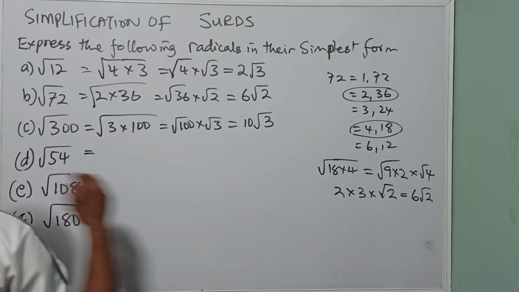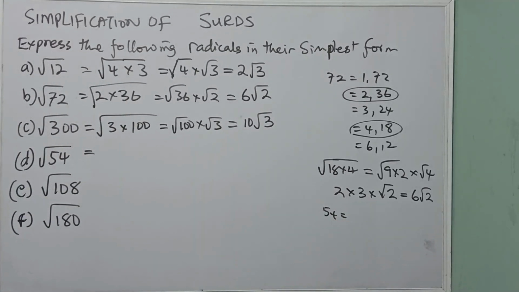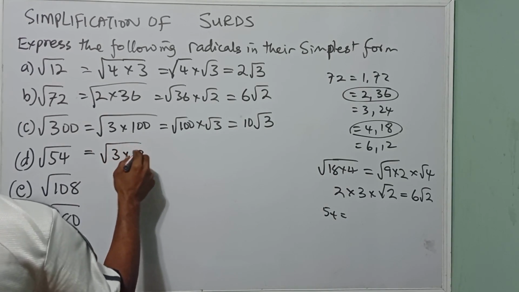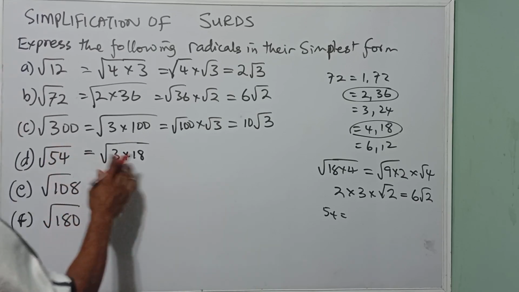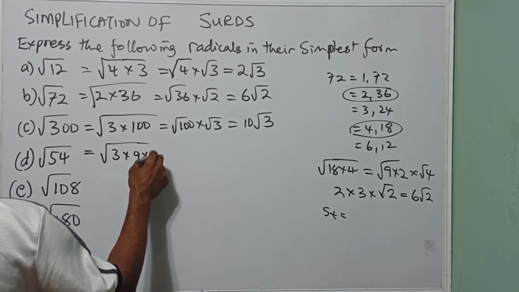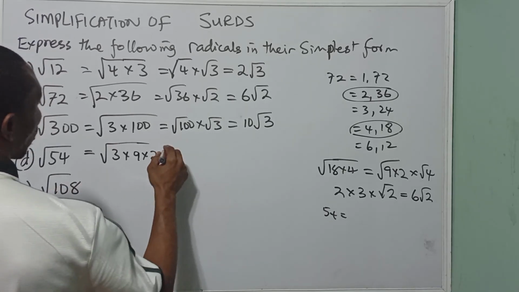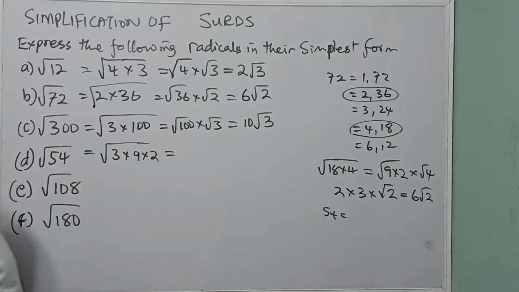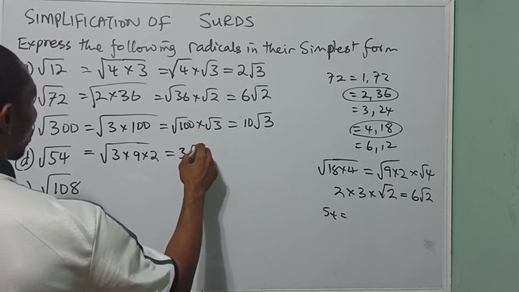Looking at our root 54, for 54 we have it as 3 times 18, okay, root 3 times 18, but 18 can still be broken down to 9 times 2. So we can now break this down to 9 times 6, so we are having it as root 9 times root 6.